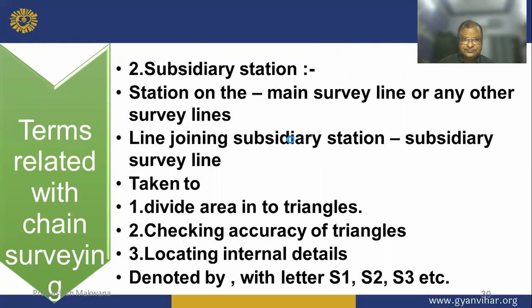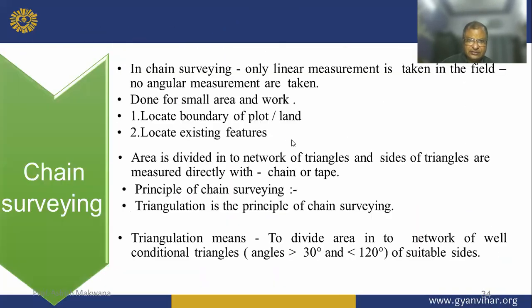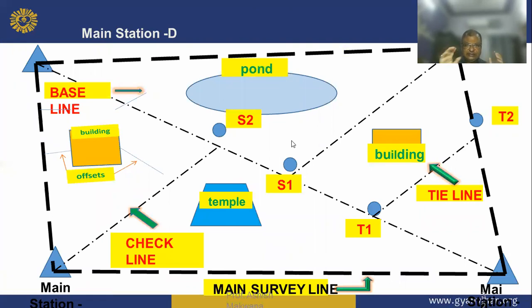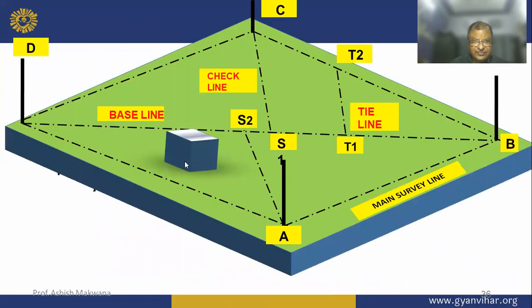Now, this is the main baseline. This is the check line. So how will you check? If it is at 50% of the distance, then it will be checked at 90 degrees. This is the baseline.